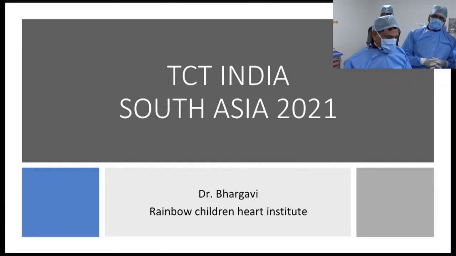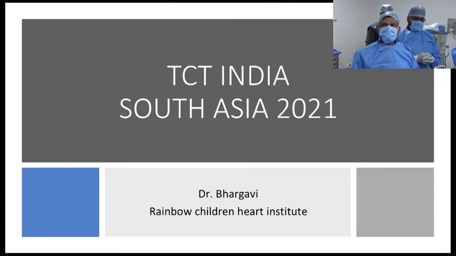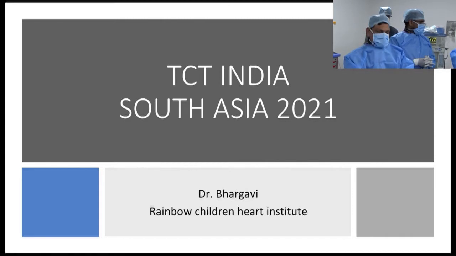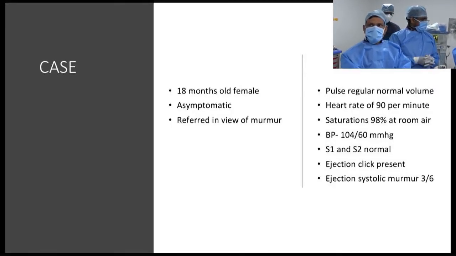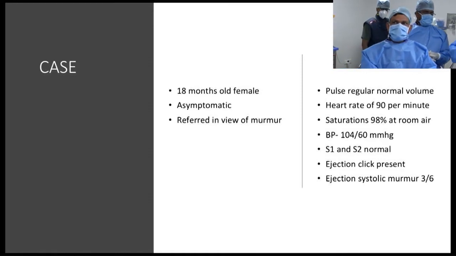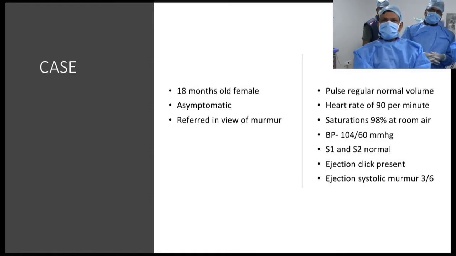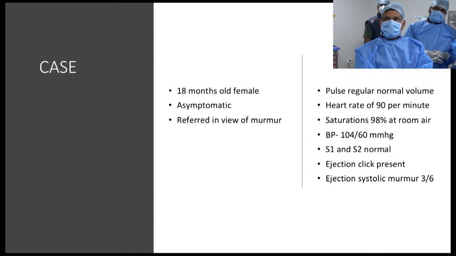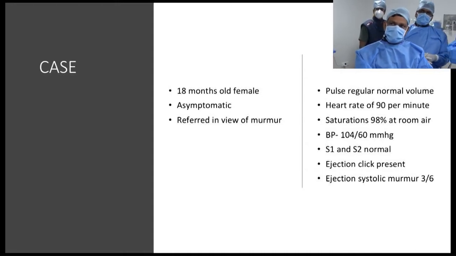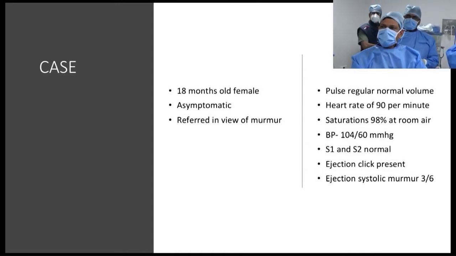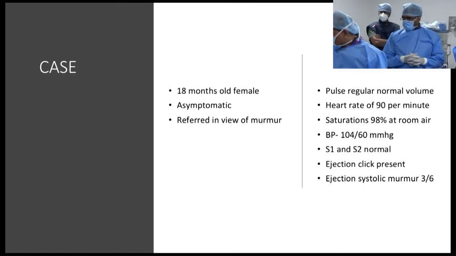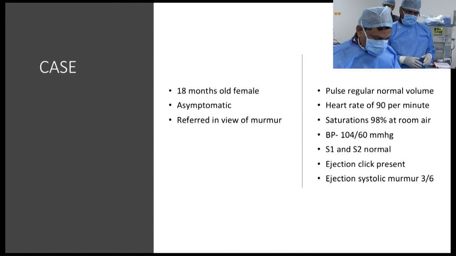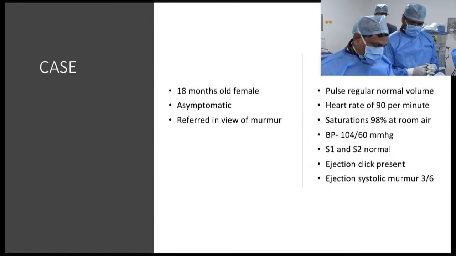Good afternoon, everyone. Today, I'm Dr. Bhargavi. I'm presenting a case. We have an 18-month-old child who is asymptomatic, referred in view of murmur. Pulse was regular, normal volume, heart rate was 90 per minute, saturations are maintained at room air, blood pressure is 104/60, and weight of the child is 10 kilos. There is an ejection click and an ejection systolic murmur 3/6, and a faint continuous murmur.